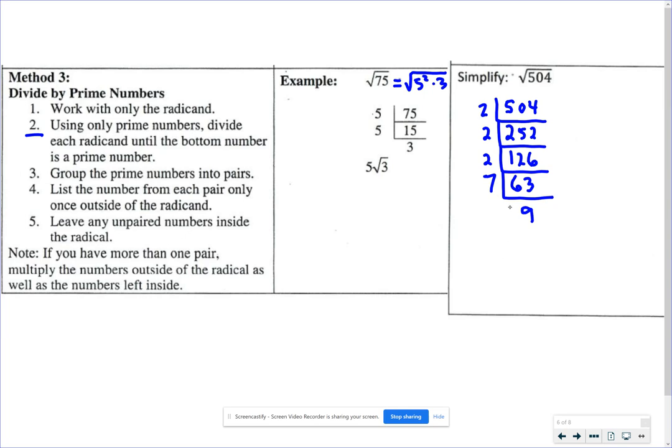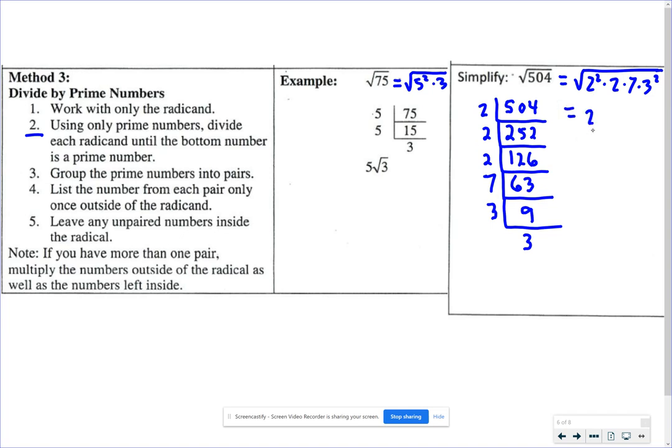And 7 is a prime. We're not done. 9 is not prime. It's divisible by 3. Now we're done, because our last factor here is prime. So again, we're going to pair up the numbers. And we could get the same answer using a factor tree. So we'll pair these guys. There's a 2 squared. There's an extra 2 that doesn't have a partner. There's a 7. And then there's a pair of 3's. Pair them up. Okay, 2 at a time.